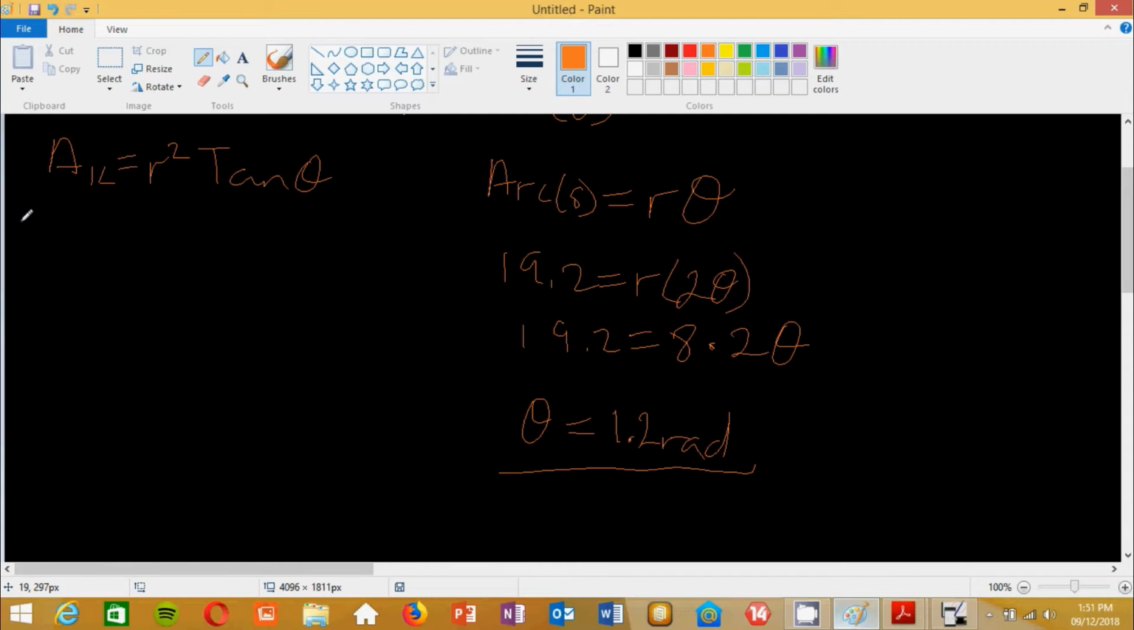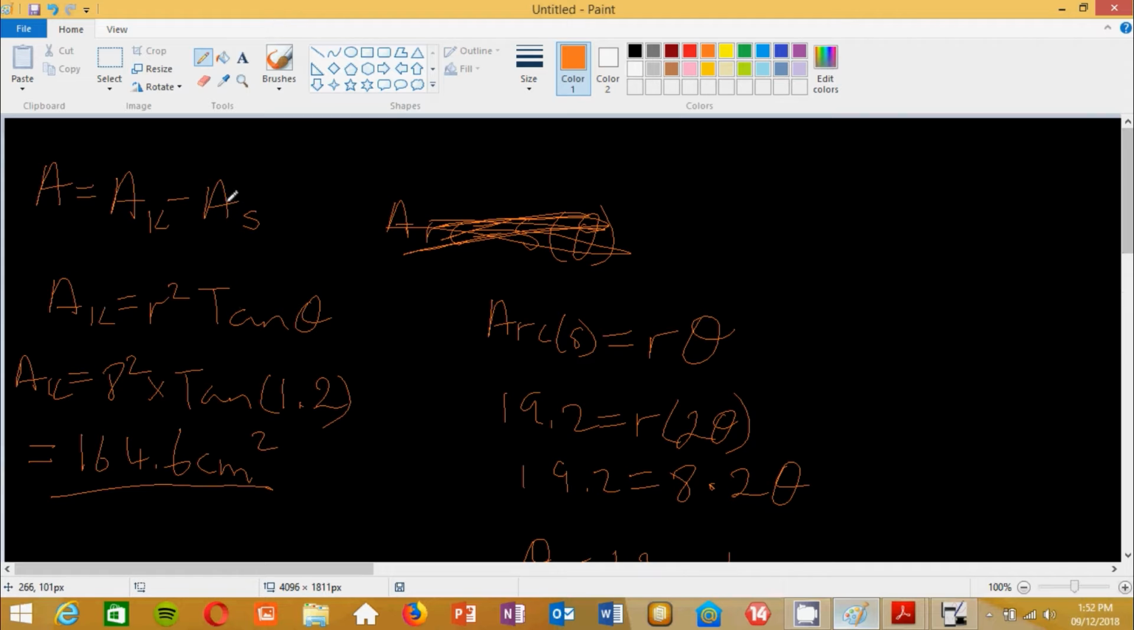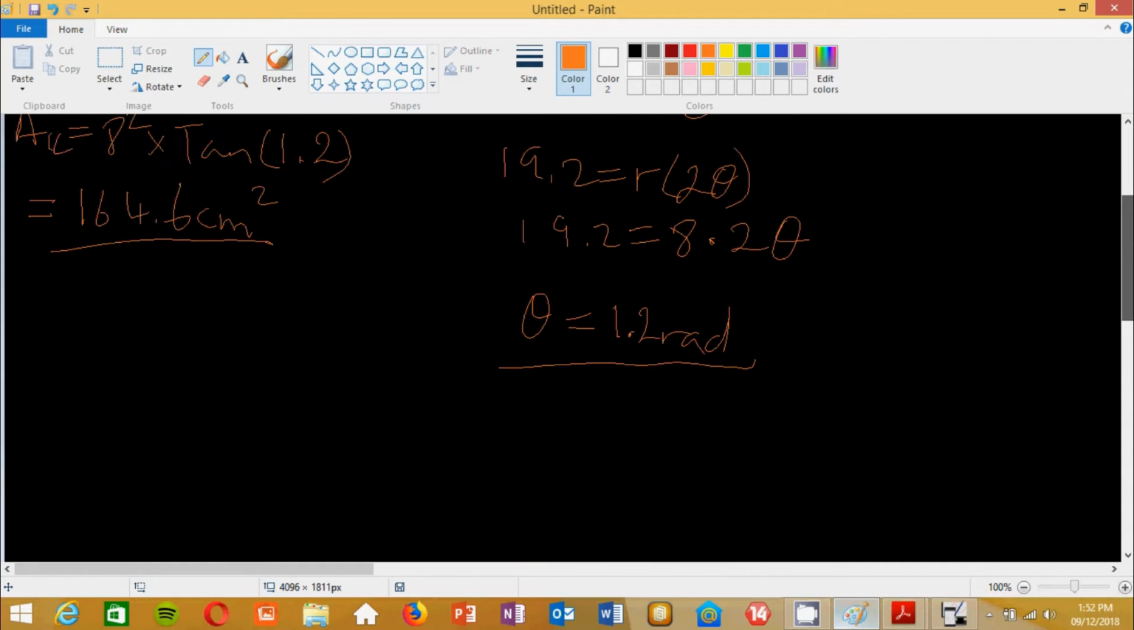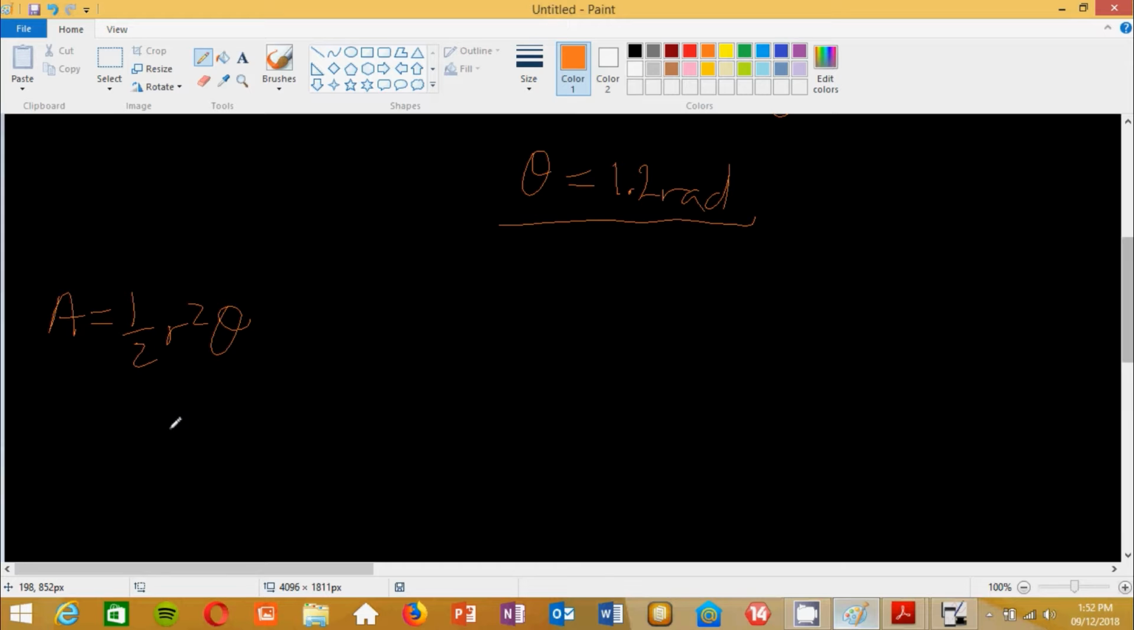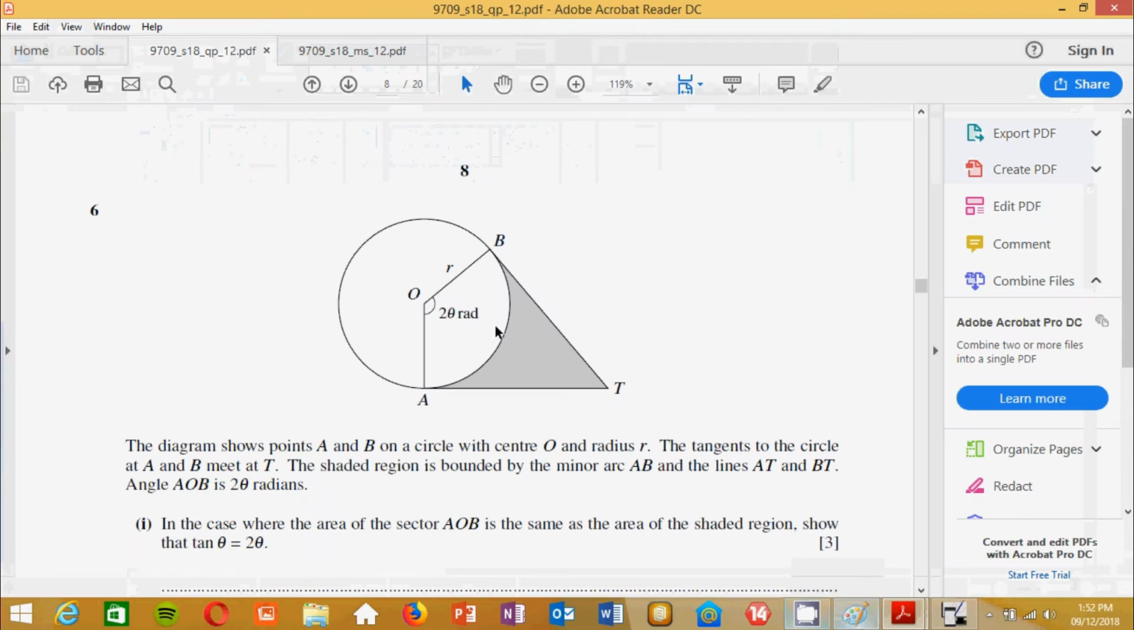So that's the area of my kite. Now I need to subtract the area of my sector. Remember that the area of a sector A is equal to a half r squared theta. In this case, my theta is 2 theta, so it's going to be a half multiplied by 8 squared multiplied by 2.4. If theta is 1.2, 2 theta is equal to 2.4, and like we said, our theta in this case is 2 theta. As you can see here, it's 2 theta. That's the area of this sector here.